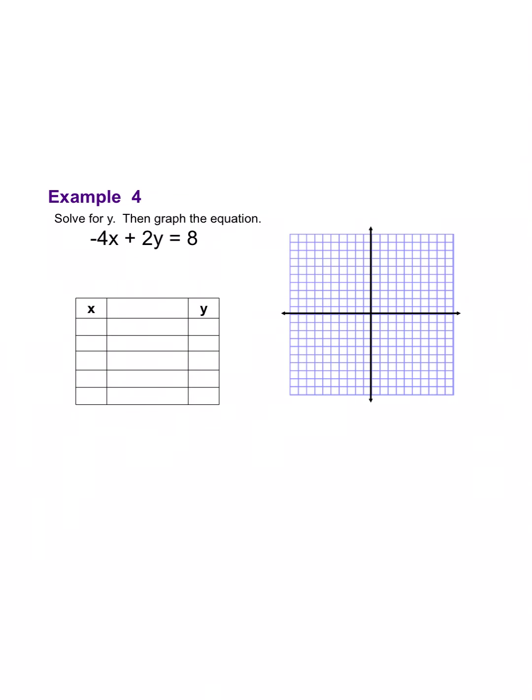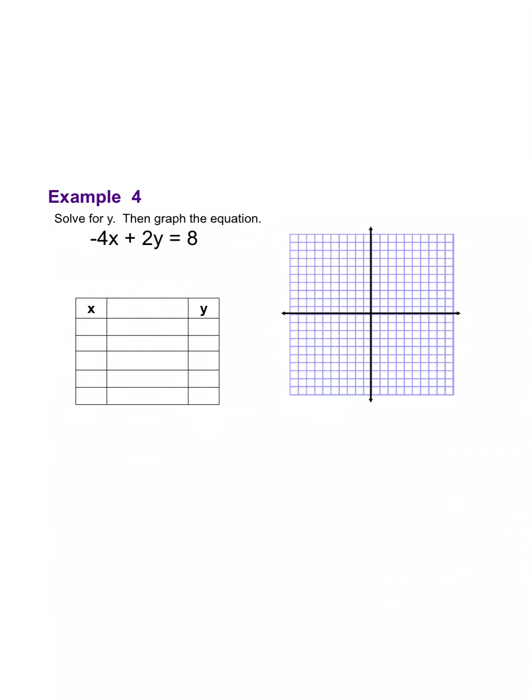All right, example number 4, our last example here. This time we're given the equation negative 4x plus 2y equals 8. And the first thing we have to do here is solve for y. So using our skills from last chapter of literal equations, of getting that y value by itself.